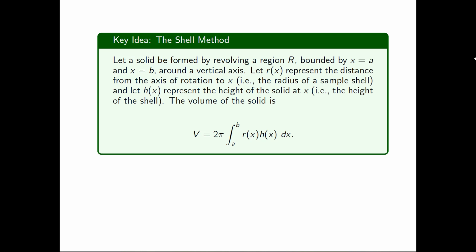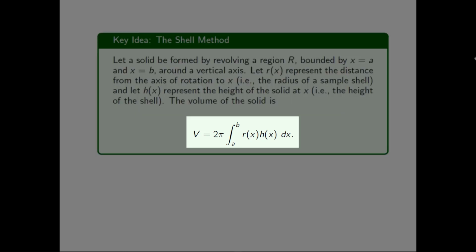We've taken the 2 pi outside that integral, and we have the R of x multiplied by h of x, which are varying as x varies. So our volume is given by 2 pi, then we integrate from a to b R of x multiplied by h of x.